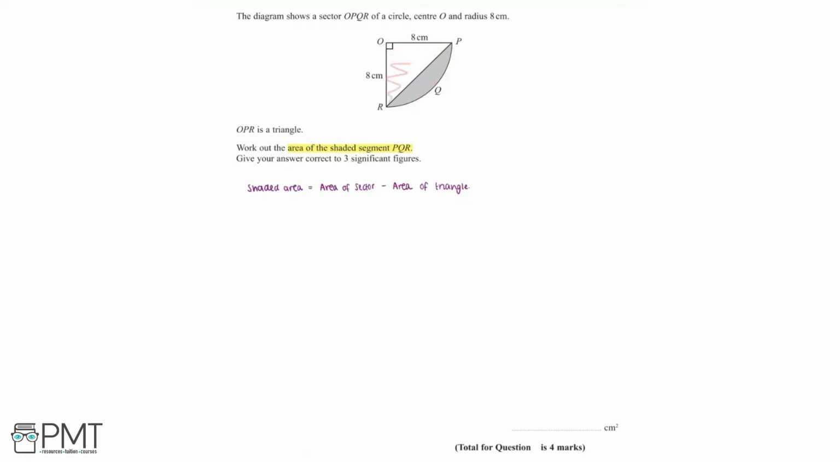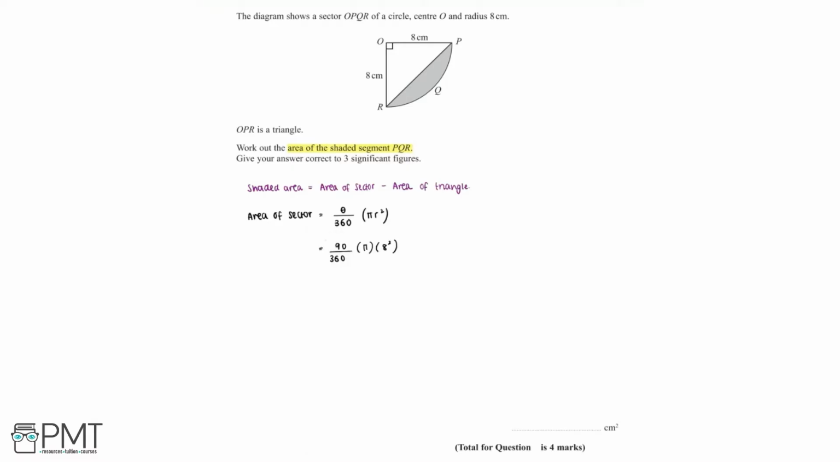Now we know that the area of a sector is given by the formula theta over 360 multiplied by pi r squared, where theta is the angle of the sector. Now in our situation, we have a right angle, and so we can say that theta is equal to 90 degrees. And so let's substitute in our values for the area of the sector.